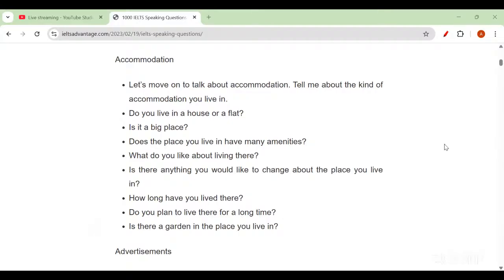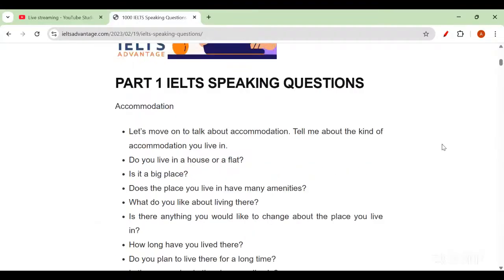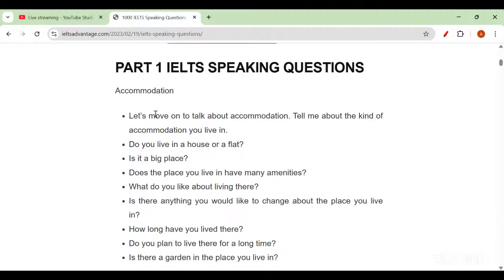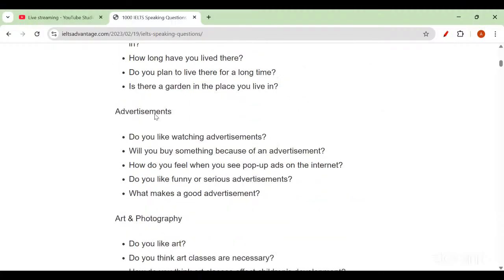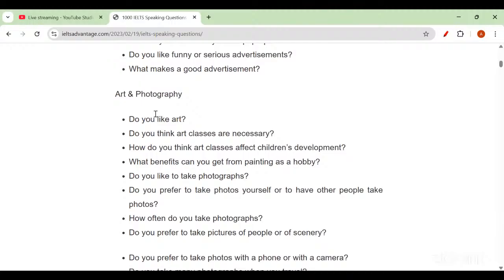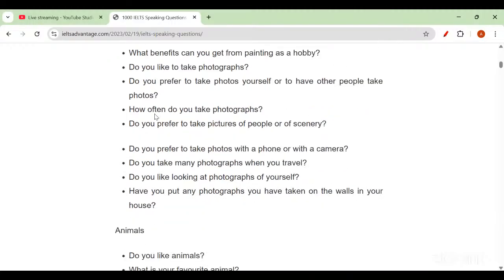Sure, sir. Okay. So, this is part one. IELTS speaking has three parts: part one, part two, and part three. In part one, there are 10 to 12 questions from four different topics. Topics can be accommodation, advertisements, art, and photography. There are a lot of topics given here in the speaking questions, IELTS advantage, so we can practice from here. In the real exam, the questions are most often given like this.